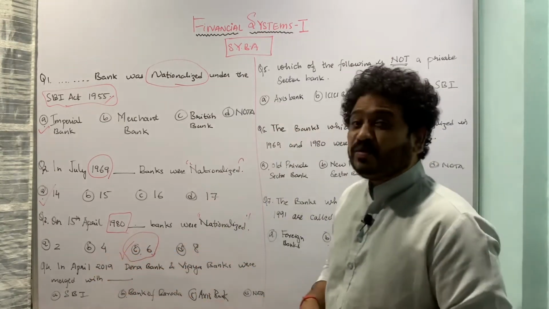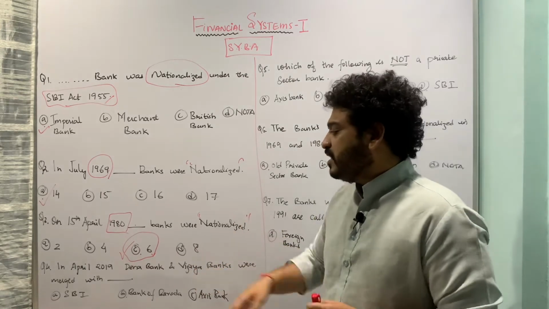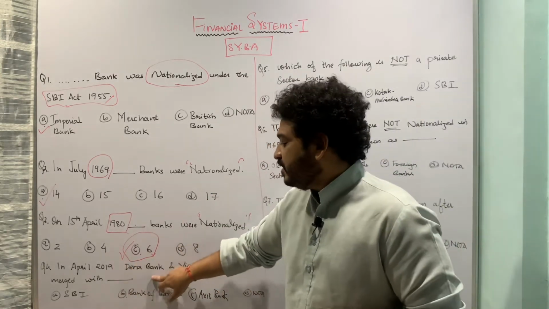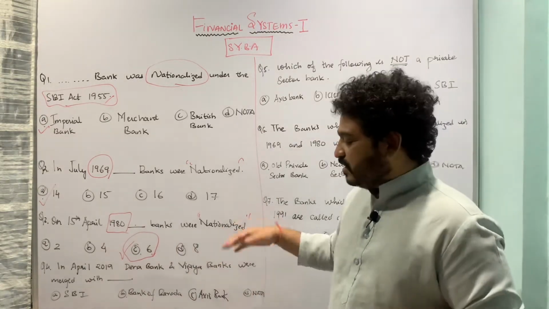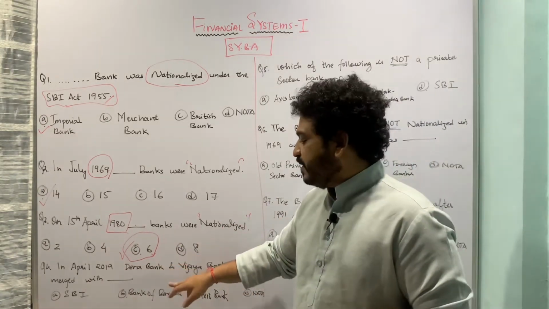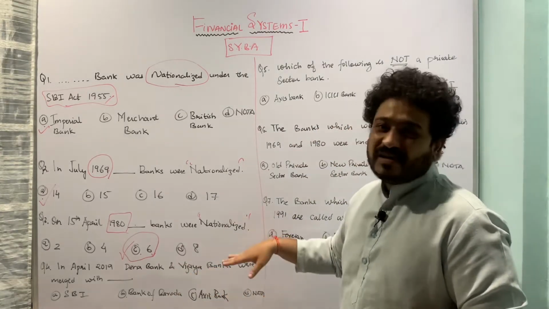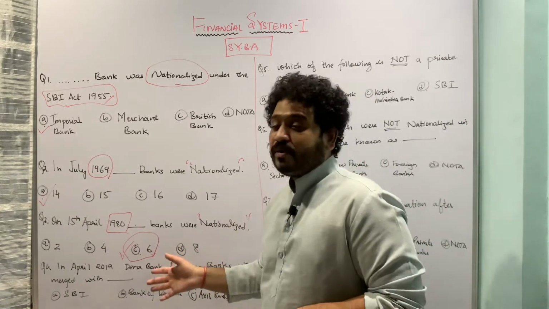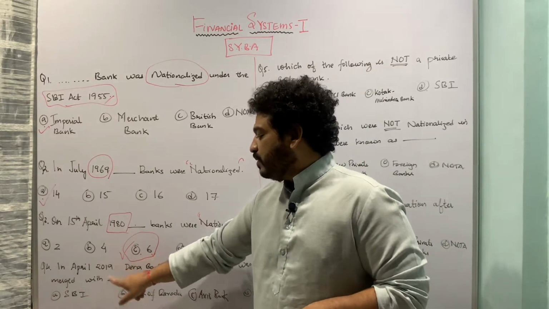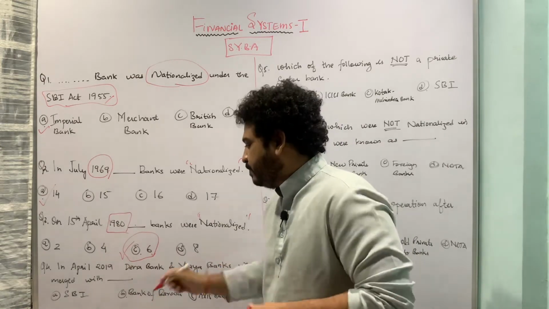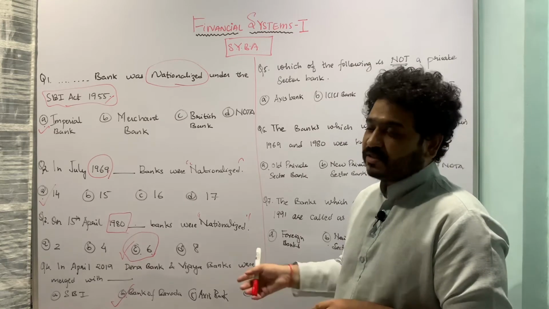In April 2019, this is a current affairs sort of a question with respect to your syllabus. In April 2019, Dena Bank and Vijaya Bank were merged with which bank? And the underlying options are A, SBI, B, Bank of Baroda, C, Axis Bank, and D, none of the above. So here it is a factual sort of a question. You have to remember this, that Dena Bank and Vijaya Bank were merged with Bank of Baroda, which is option B, in April 2019, and therefore option B is the correct answer, which is Bank of Baroda.